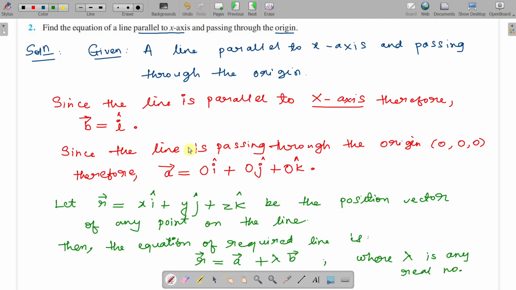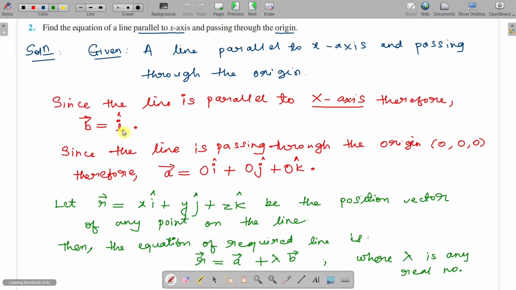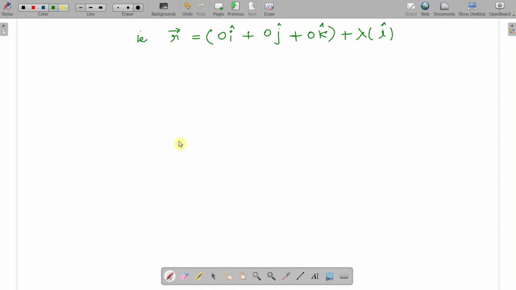Okay, so now let us substitute A bar and B bar. So that is R bar is equal to A is what? 0 I cap plus 0 j cap plus 0 k cap, right, plus lambda into b bar is this I cap. Okay, b bar is I cap. So this implies the equation is what? R bar equal to, yeah, this is the equation actually, right? This is the equation in the vector form.